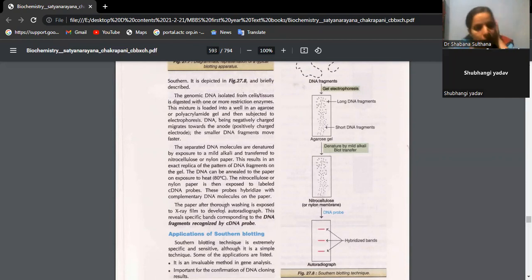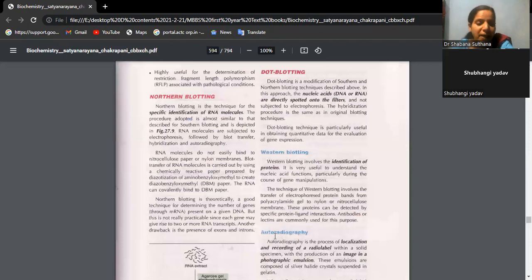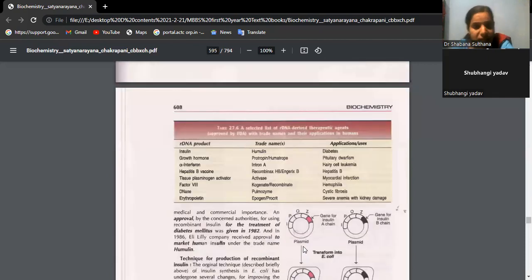Okay, better. So those are probes. They hybridize with complementary DNA molecules on the paper. That is the meaning of probe. Same like the anticodon site, it has that function.